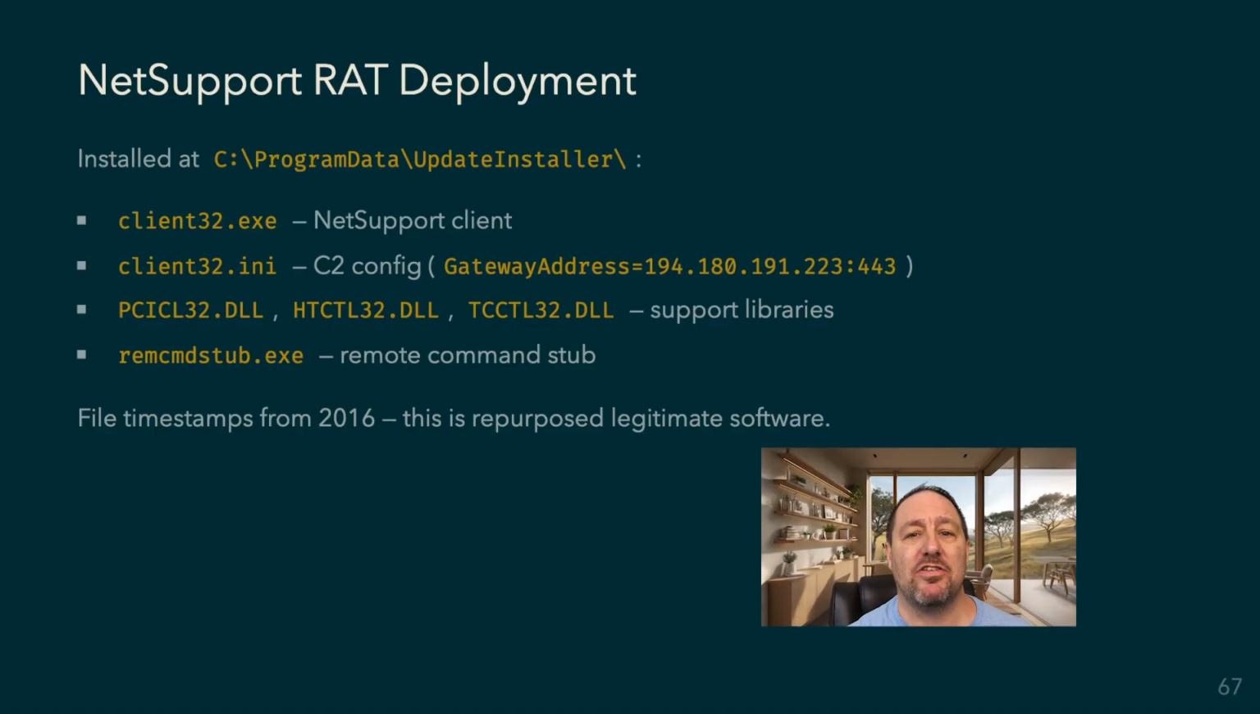Per Brad Duncan's analysis, the NetSupport RAT is deployed to your C:/ProgramData update installer directory, and it contains an executable called client32.exe, a config file called client32.ini, some DLLs, and another supporting exe with it. Some of the file timestamps on this go as far back as 2016. So NetSupport Manager has been a legitimate remote admin tool for decades, and the attackers didn't write a new RAT for this. They just bought a used sedan and spray painted some flames on it.